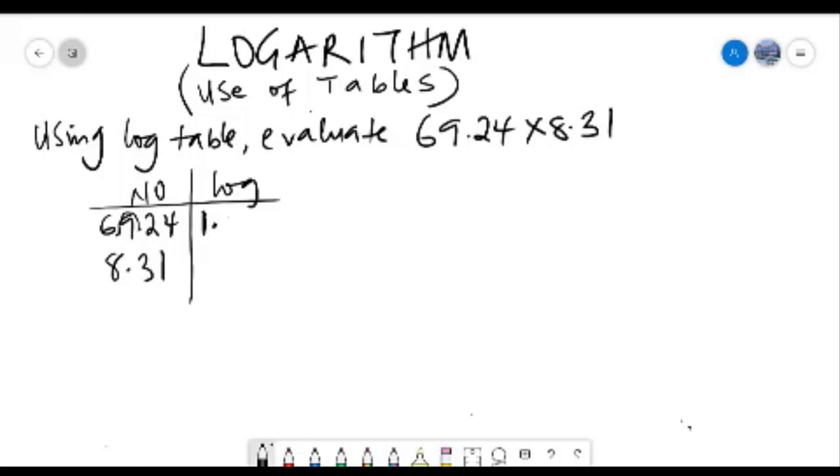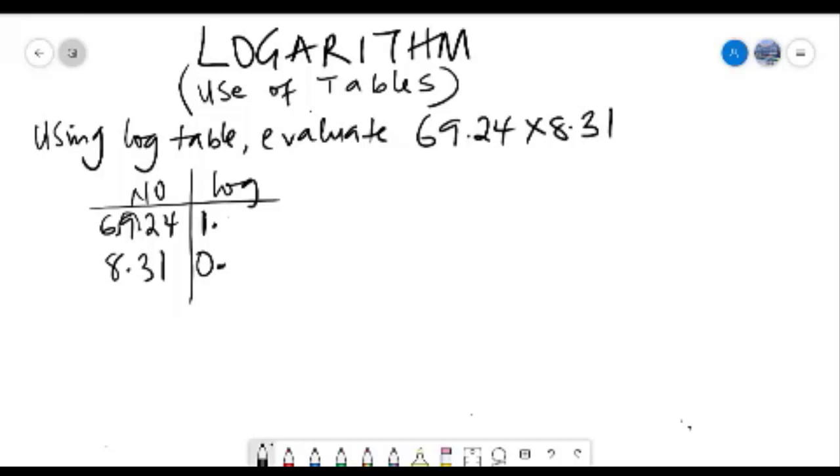I've not started using my logarithm table yet. Now for this, you will observe that this number is already in the form of a standard form. So this point does not need to move. So your characteristic will be 0. You have 0 point. Okay. Now, that being said, you now start using your logarithm table.